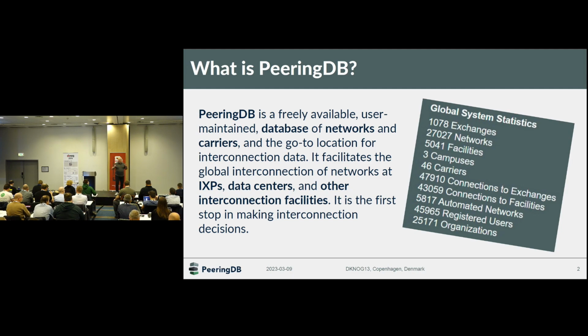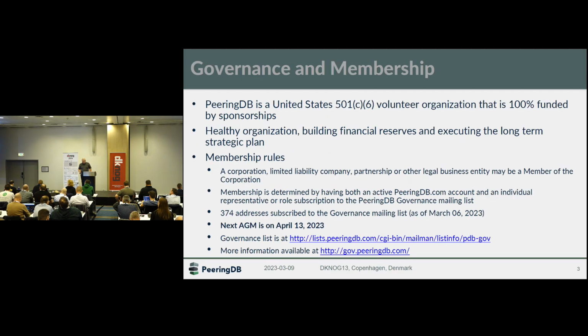Then at IXPs, internet exchange points, you do public peering, but besides public peering, we also have a lot of private interconnects. And private interconnects mostly happen at facilities. So this is the third object we have in PeeringDB. So networks, internet exchange points, and facilities, and everything around this. And this is nicely stitched together within PeeringDB. If you go to PeeringDB, you also see our global statistics. We have more than 1,000 exchanges registered, 27,000 networks, 5,000 facilities, and so on. Then we have new objects. I'll tell you about that in a couple of minutes.